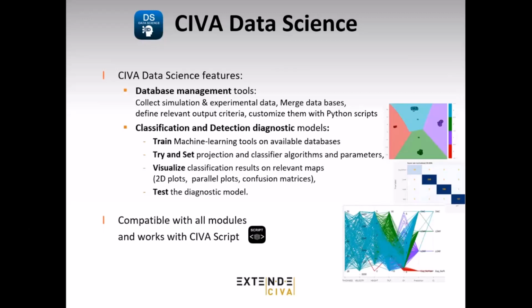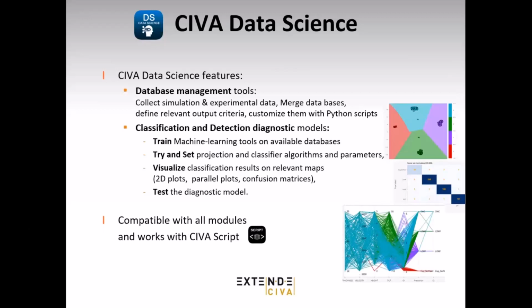But in few words, before going more into details, the features in CIVA DS are the following. You have database management tools, so you can collect, again, simulation and experimental data, but it can be only simulation or only experimental data. Merge the data, this is what I will show you. Define the relevant output criteria to train the algorithm. That can be also customized with Python scripts. And then when you prepare all the environment, you can make the classification and detection diagnostic models.